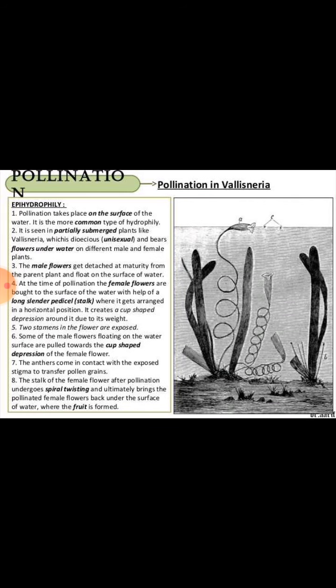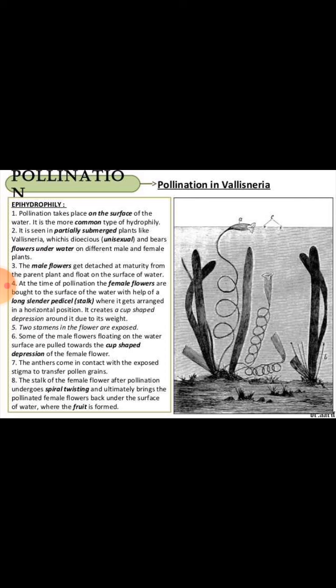Pollination taking place on the surface of water is a common type of hydrophily. For example, partially submerged plants like Vallisneria are dioecious, bearing male and female flowers on separate plants. Male flowers are detached from the mother plant and, at maturity, float on the surface of water.